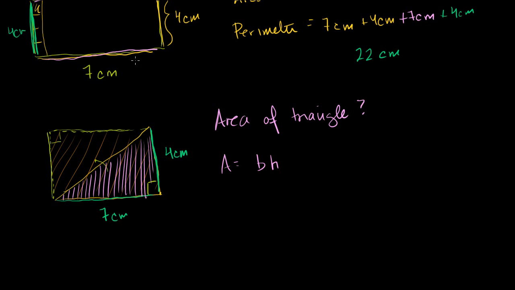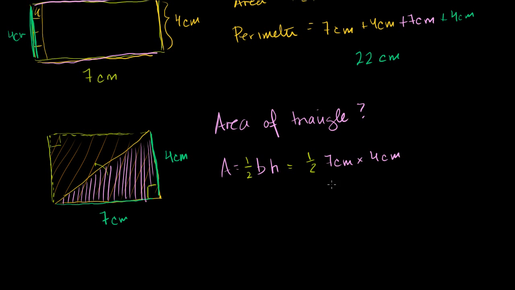Now this, so far, base times height is the area of a rectangle. So in order to get the area of the triangle, you're going to multiply that times 1/2. So 1/2 base times height. So in our example, it's going to be 1/2 times 7 centimeters times 4 centimeters. We already know 7 times 4 is 28 centimeters. We did that up there. And then we want to multiply that by 1/2. So it's going to be 14 square centimeters, just like that. So the area of this triangle is exactly half of the area of that rectangle.